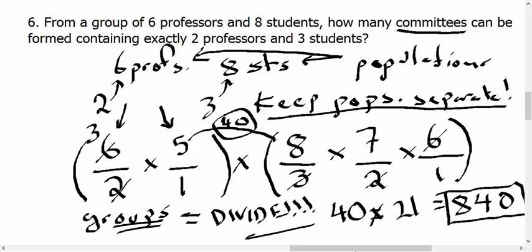All right, so a couple takeaways there. Keep the populations separate if there are 2 populations. That was the only thing that we really added here. And remember, they don't always say groups. If they're looking for groups, they might say something like committees or matches or pairs or something that really implies that the order in which we're choosing the people doesn't affect the number of things that we're counting. All right, let's continue.